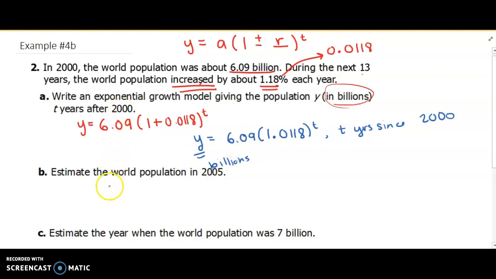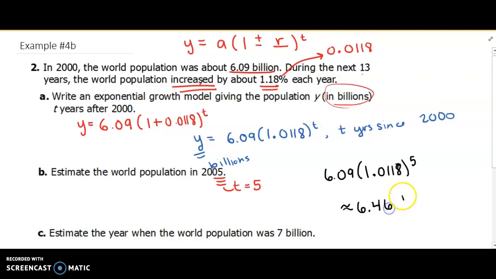Okay, so B says estimate the world population in 2005. That's just when t is 5. So 6.09 times 1.0118 to the 5. When I do that, I get 6.46. Remember, that's billions of people.